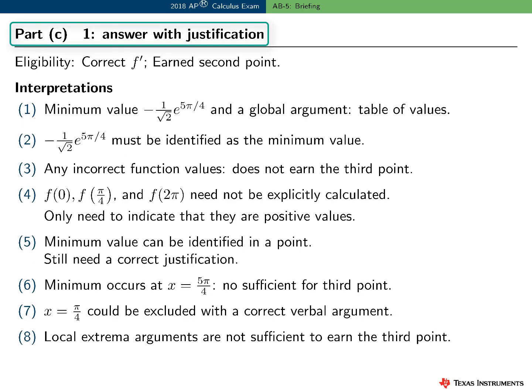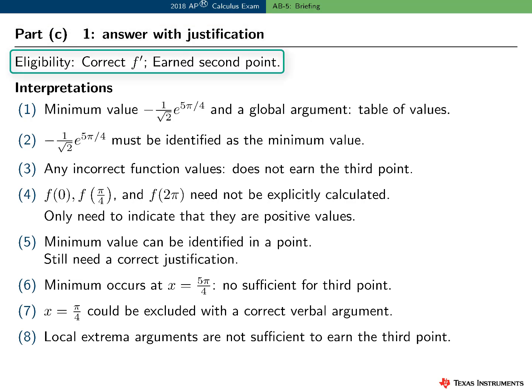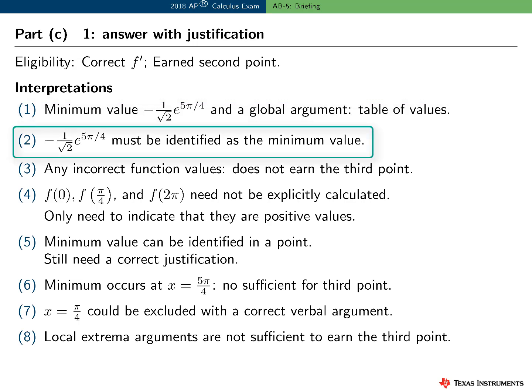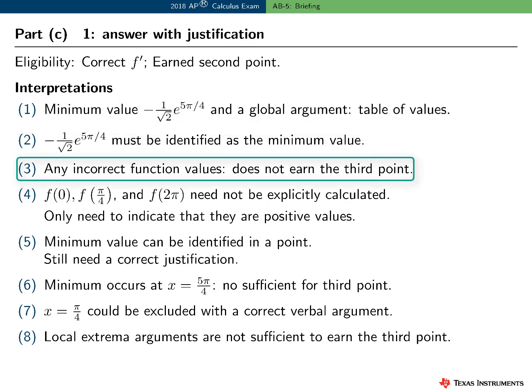The third point in Part C was for the answer with a sufficient justification. To be eligible to earn this point, the student must have a correct expression for f prime of x and have earned the second point. To earn this third point, the student must identify the minimum value and present a sufficient global argument, for example, a table of values. Now again, the minimum value must be identified or marked in some way. And in the table of values, if any function value is incorrect, the student does not earn this third point.